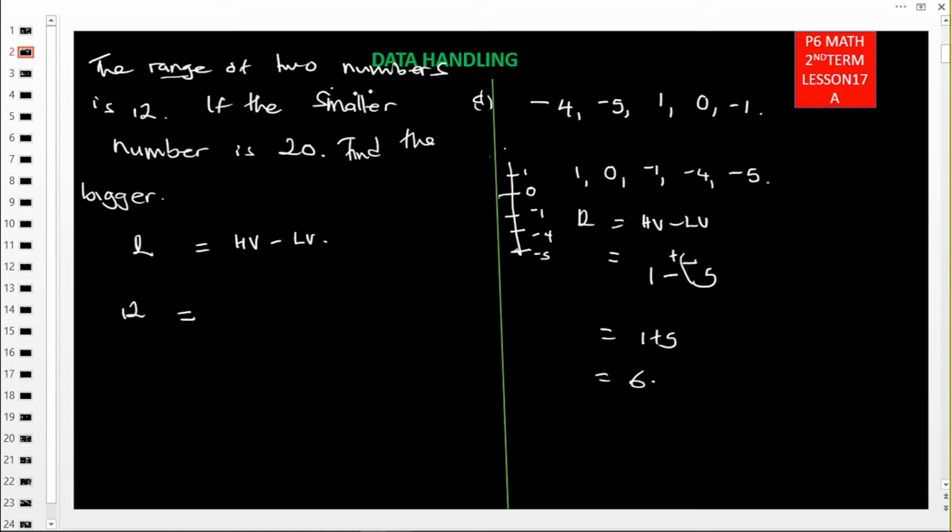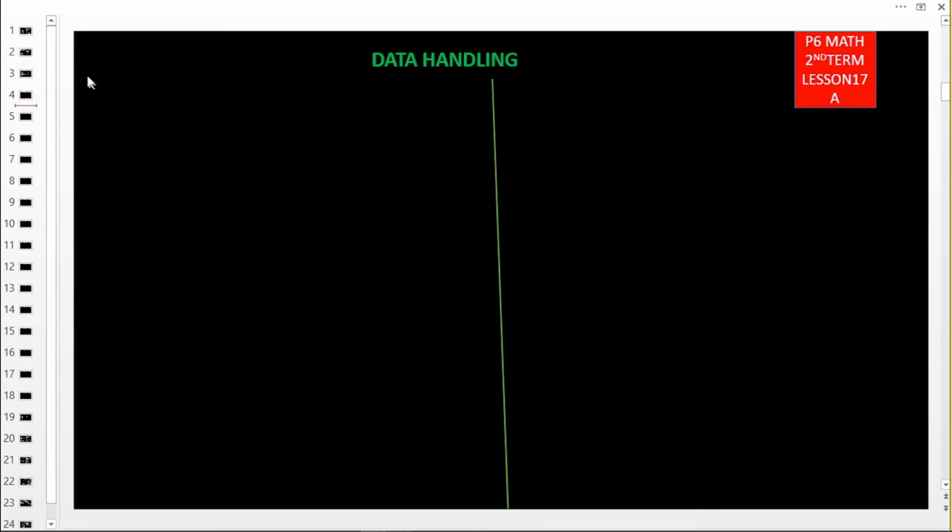minus the smaller number. The smaller number is 20 here. We don't know the bigger number, so let the bigger number be y. Therefore we have our equation, which is y minus 20 is equal to 12. From primary 5 we know how to solve these ones. y minus 20 plus 20 is equal to 12 plus 20. So y is equal to 12 plus 20. That is going to give us 32.